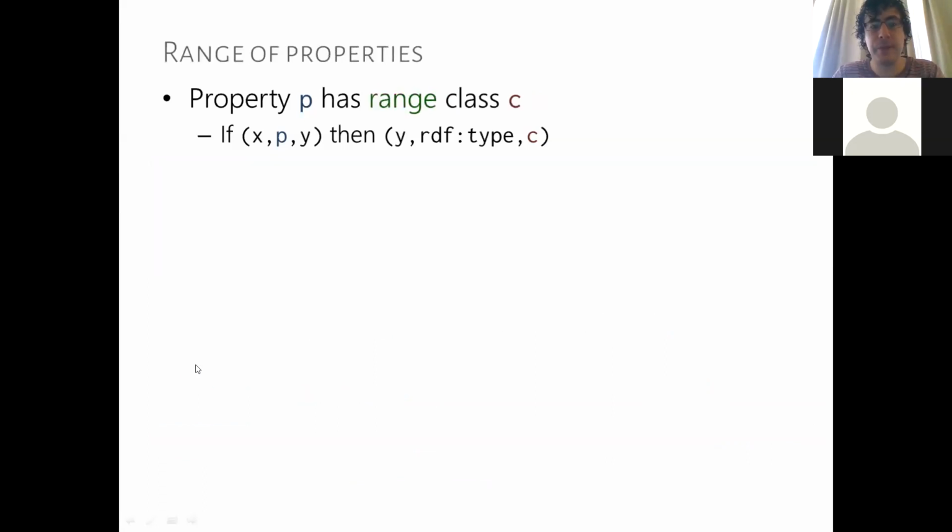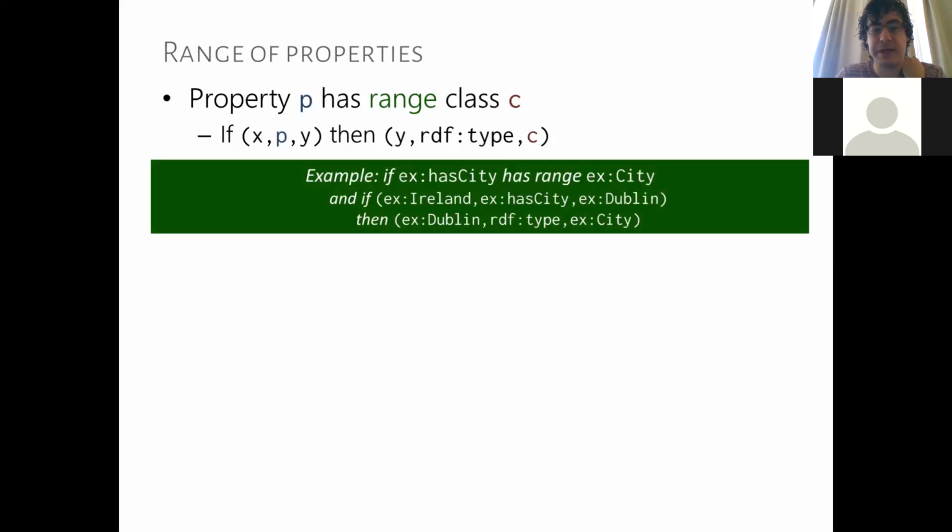So what about the range of properties? So we saw the domain. What about the objects of properties? So we can define a range such that if property P has range class C, and if X, P, Y, then Y is an instance of C. Okay. So take an example. If has city has range city, and if Ireland has city Dublin, then Dublin we can infer it to be an instance of city.